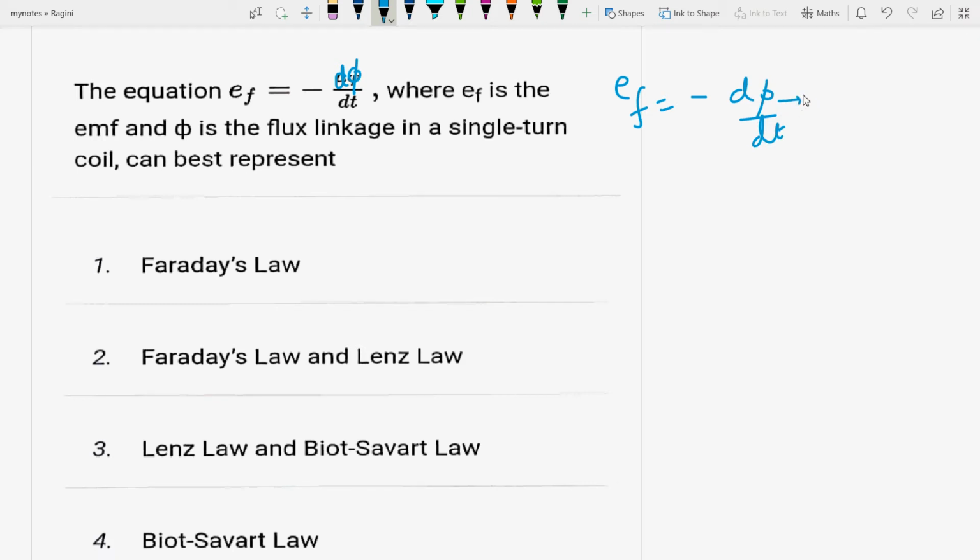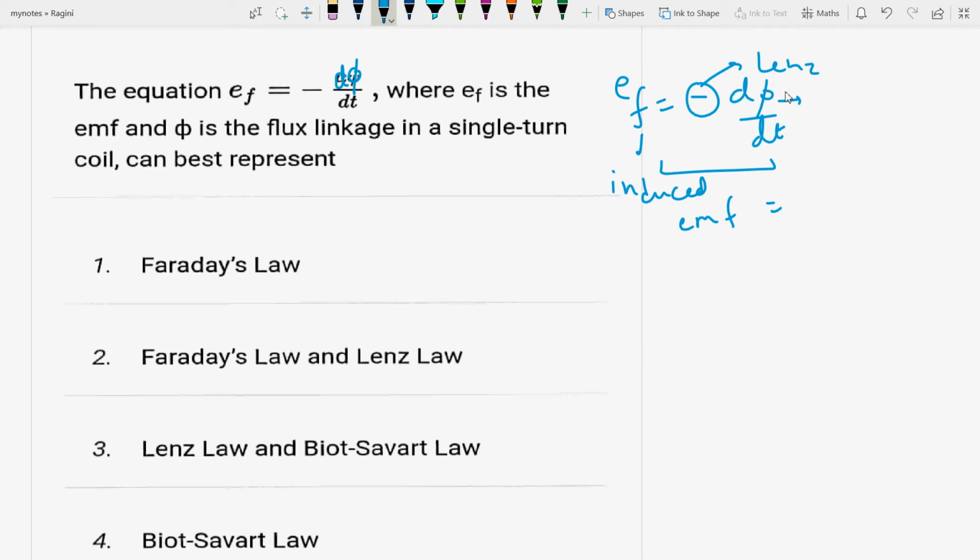It denotes the flux. So this equation represents Faraday's laws of electromagnetic induction. It states that magnitude of induced EMF in the coil is equal to the rate of change of flux phi that links with the coil. Negative sign represents Lenz law. इसका मतलब होता है ये Lenz law represent करता है, which states that the flux produced opposes whatever the flux is producing in the given coil. The flux produced opposes the rate of change of flux.